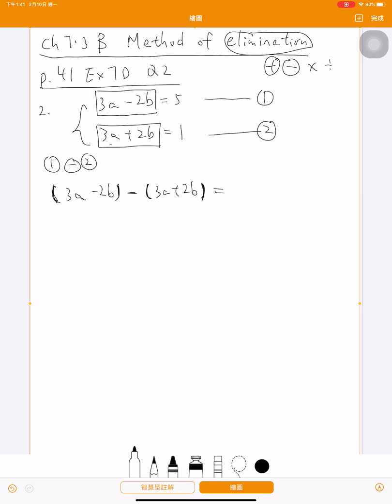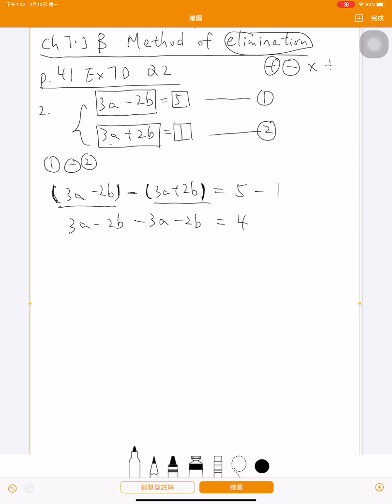For right hand side, we know that, oh, this one is equal to 5, right? And then this one is equal to 1. They are using minus, so minus, right? So it's 5 minus 1, right? Understand what I mean? Then we can remove the brackets. 3a minus 2b minus 3a minus 2b is equal to 4.